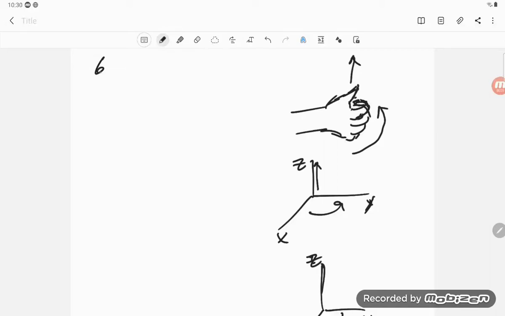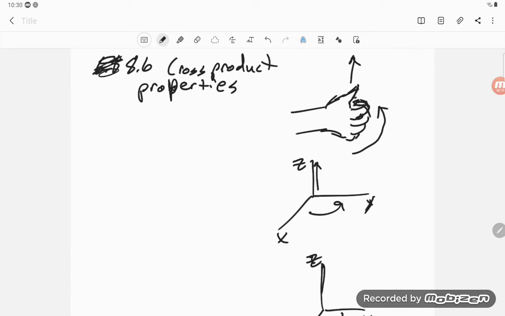Hey, this is section 6.8. How about 8.6? And we're looking at the cross product properties. Now, we've seen the definition, and given that the definition.